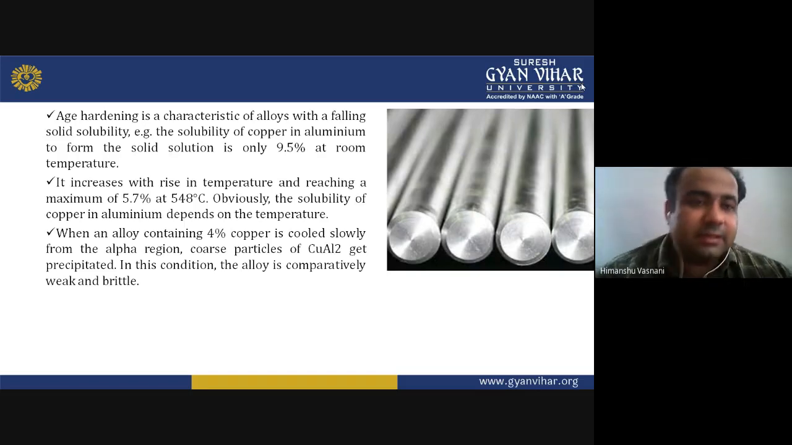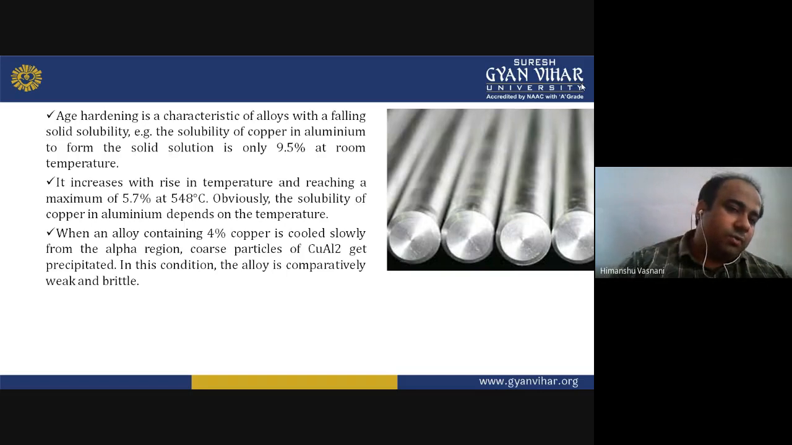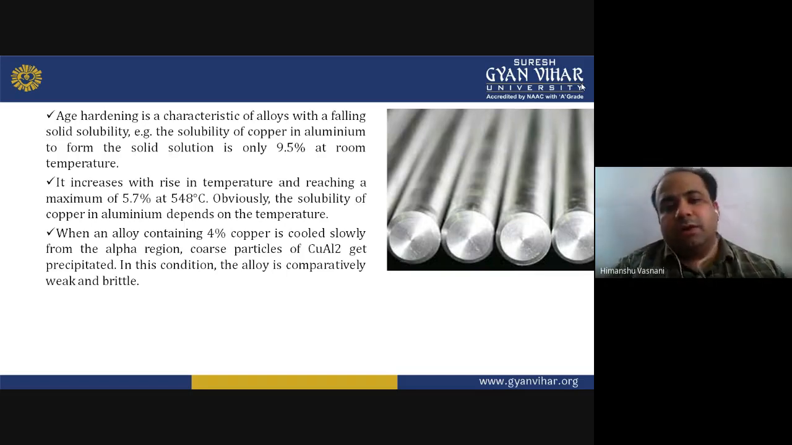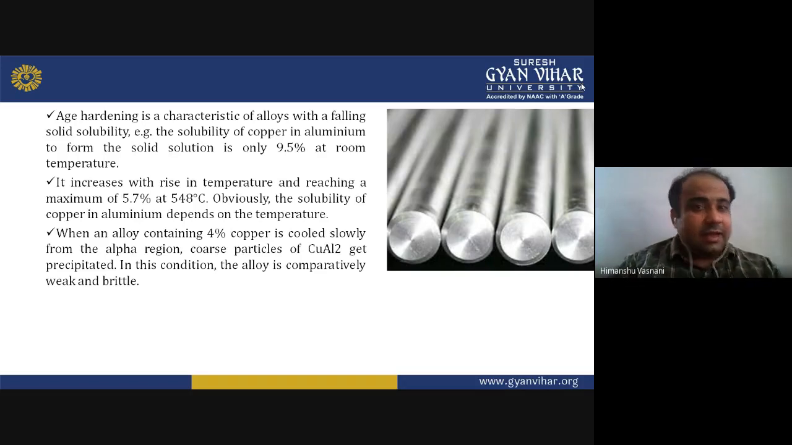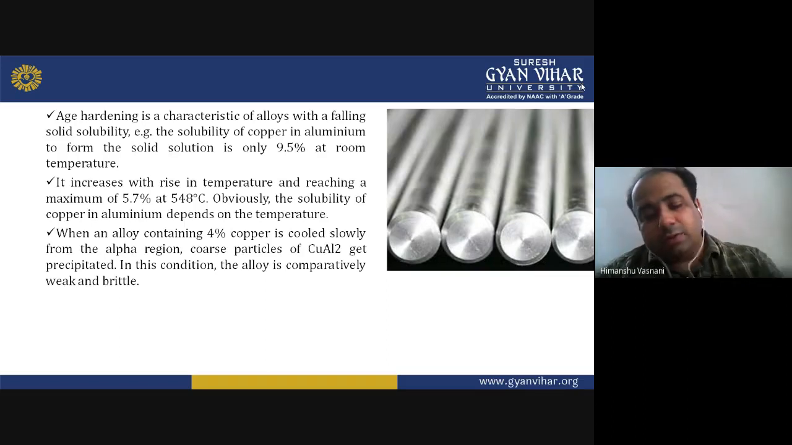Now, age hardening is a characteristic of alloys with a falling solid solubility. For example, the solubility of copper in aluminium to form the solid solution is only 0.5% at room temperature. You have to understand this thing. We will just read about this.